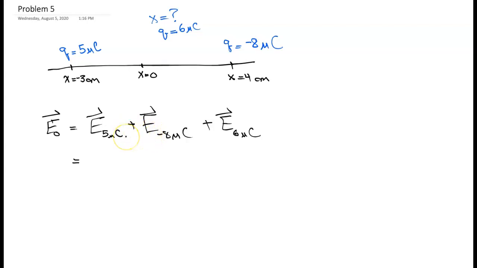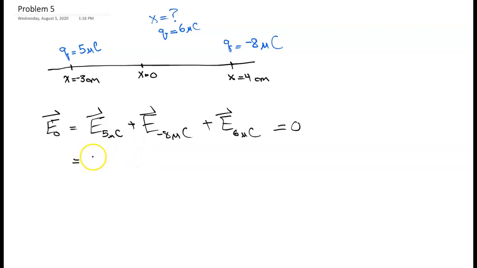And because of the distances and the values, we find out that in order for the vector sum to equal 0, the 6 microcoulomb charge has to also be in the same direction as the -8 microcoulomb, otherwise we won't get a 0 out of this.